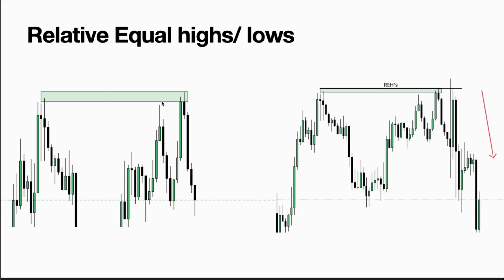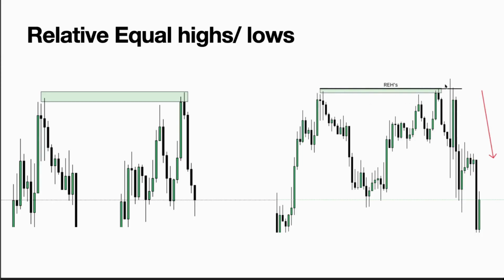So here you can see this is when the two swing highs, so this swing high and this swing high, are relatively close. This is a bit zoomed in so they don't look too close. However, on a higher time frame, they do look pretty close. You can get them where they're exactly the same. You can get them where they're closer. This is just an example.